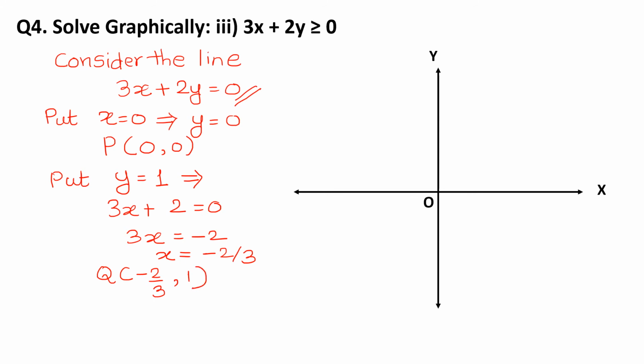So locate these 2 points on the XOY plane. Where is my first point? My first point is the origin itself. So this is my first point. My second point is minus 2 by 3 and 1. So minus 2 by 3 somewhere here and 1. This is the point Q. So this is my second point Q. Join the two points.